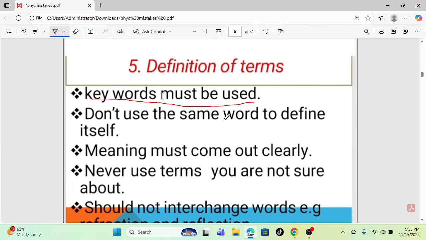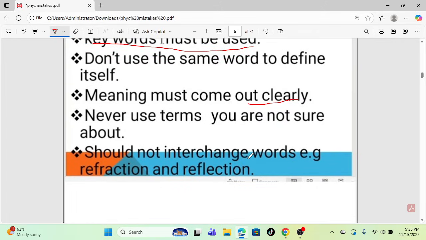Don't repeat yourself. Just say that pressure is the force acting per unit area. Just that. The meaning must come out clearly. Never use terms you are not sure about. Avoid it. Do not interchange words.